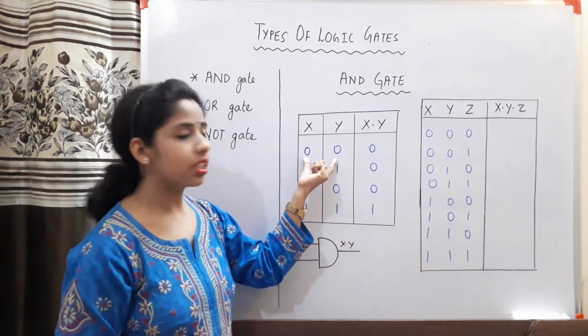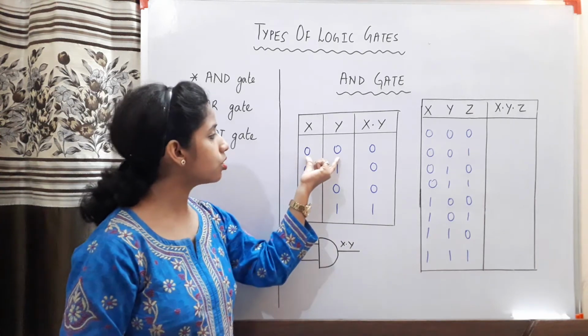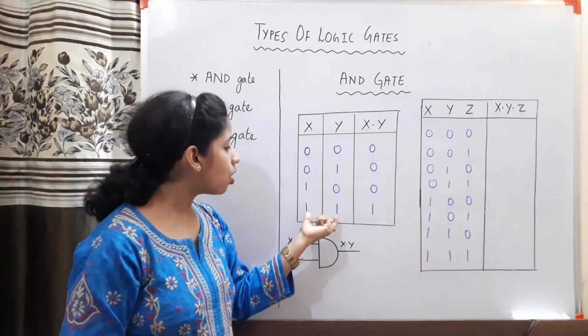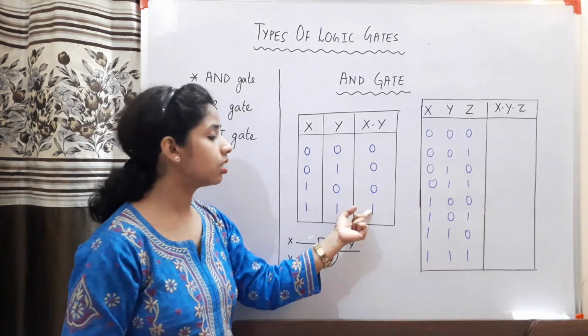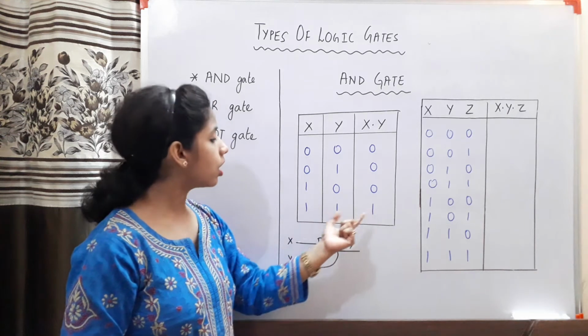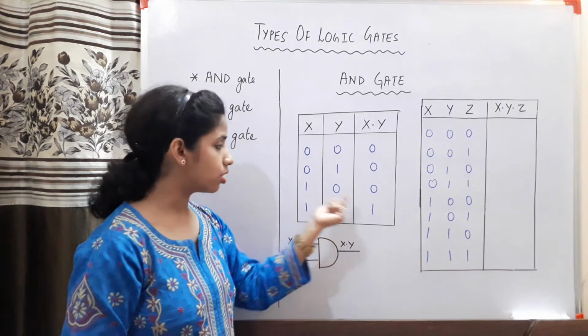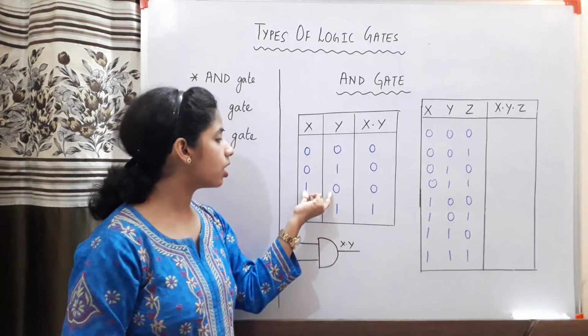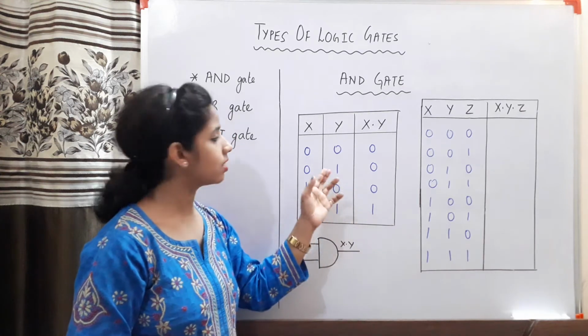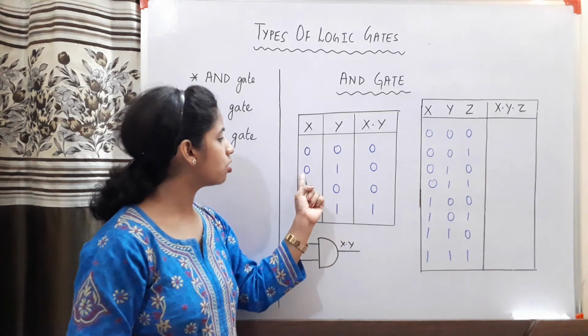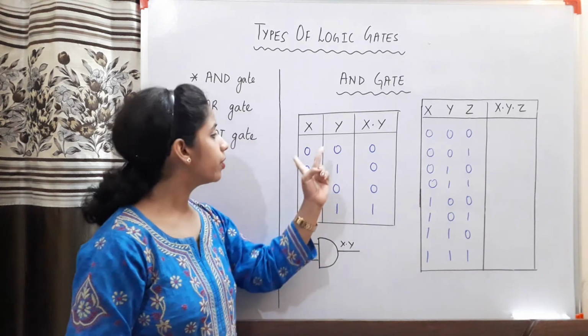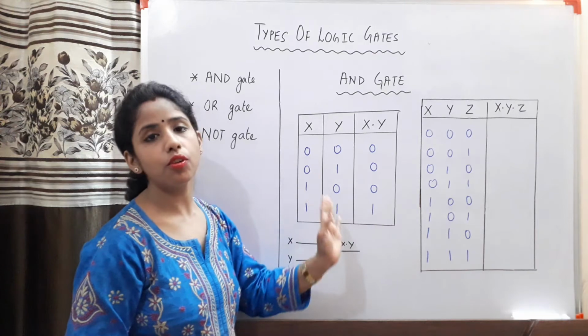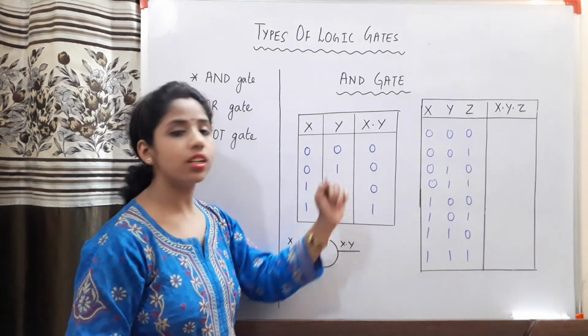So here you can see the truth table. 0 0 is 0. Unless all the inputs are 1, the result will not be 1. Here you can see all the inputs are 1, so the result is 1. Here you see this is 0, so the answer is 0. Again in this combination also this is 0, so the answer is 0. And in this combination all the inputs are 0, so the result is 0.